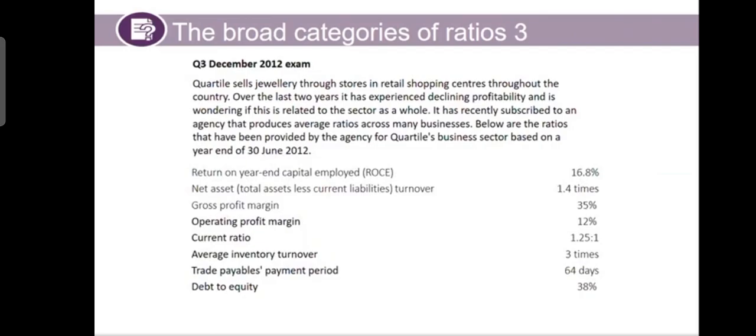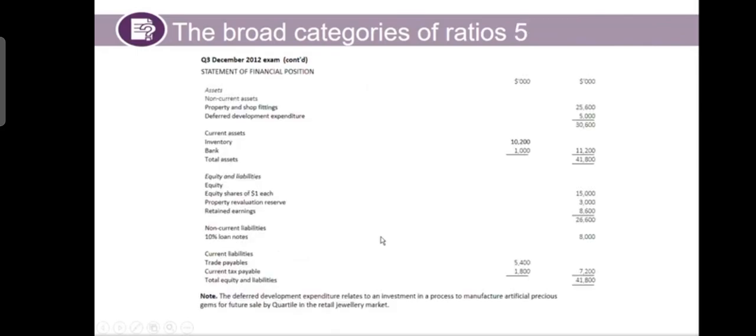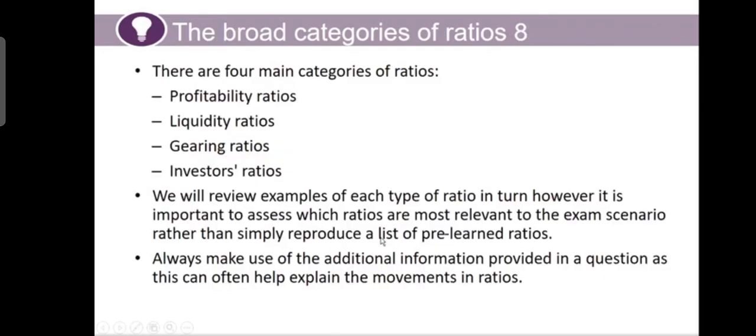So broad category of ratios. So this is the exam question. I'll skip it here and I move here. The broad category of ratios: there are 4 main categories of ratios: profitability ratios, liquidity ratios, gearing ratios, and investor ratios. Gearing ratios are also called solvency ratios.